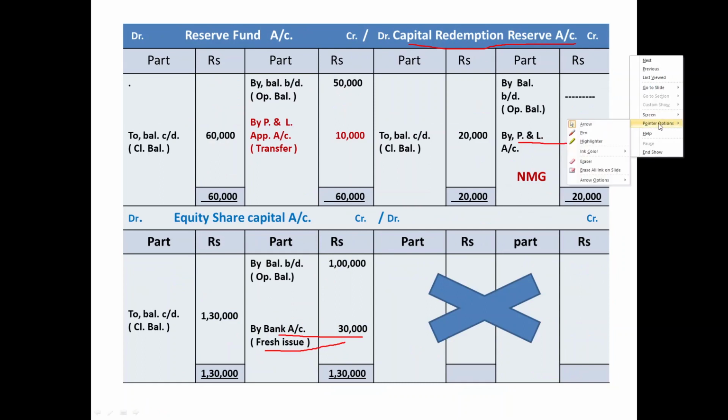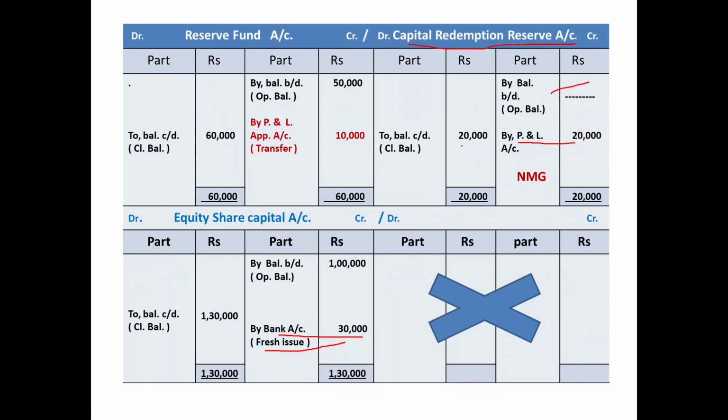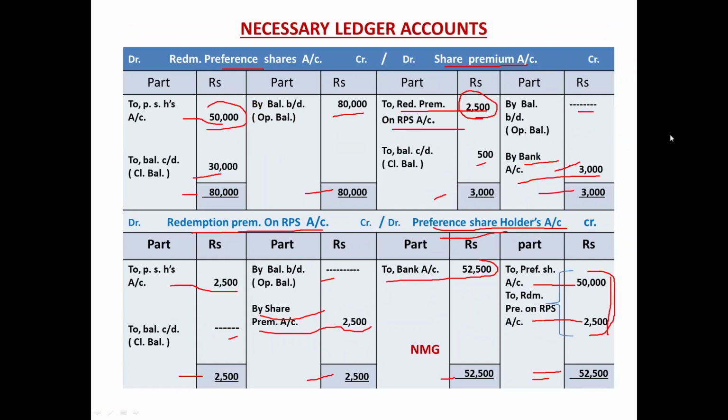Then CRR account. No opening balance versus closing balance 20,000. This is the posting which has been made in the current year from the profit. So 20,000, no balancing figure. Equity share capital account. Opening balance 1 lakh, closing balance 1,30,000. This is the posting of the issue of the current year, 30,000. Total 1,30,000, it's over. Cash flow impact. We close the 6th ledger account.